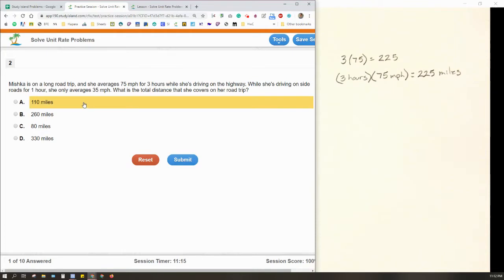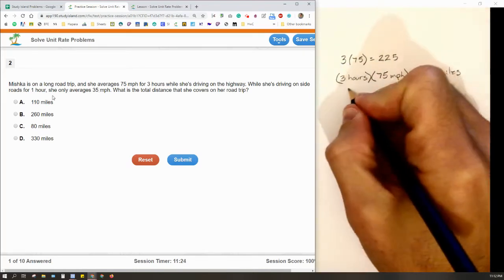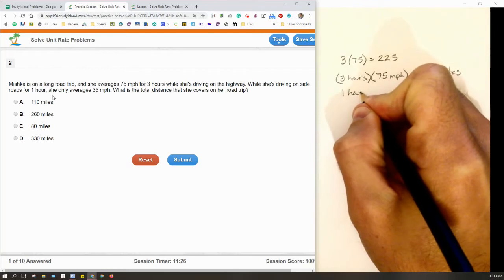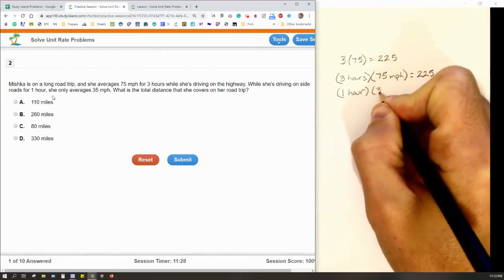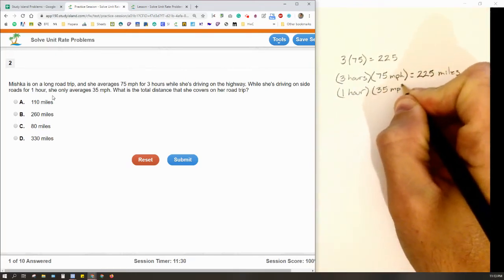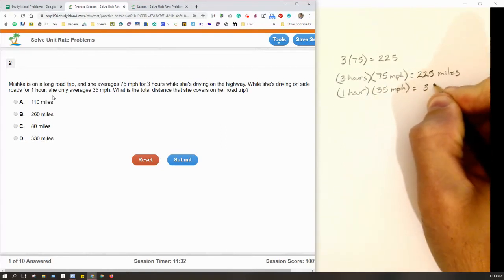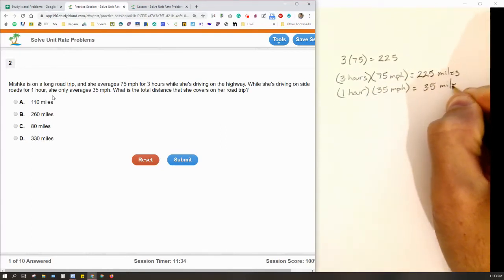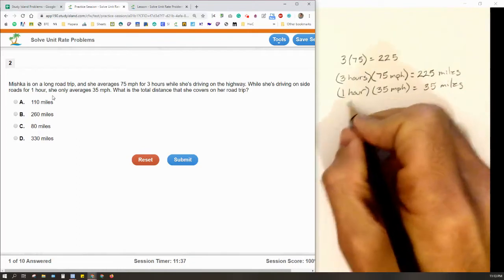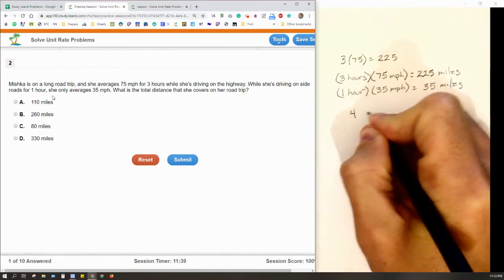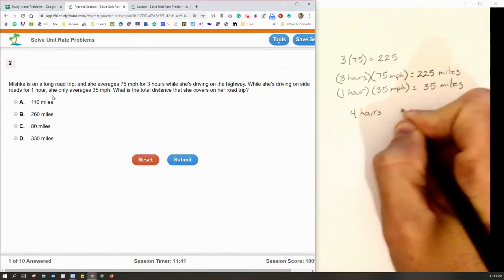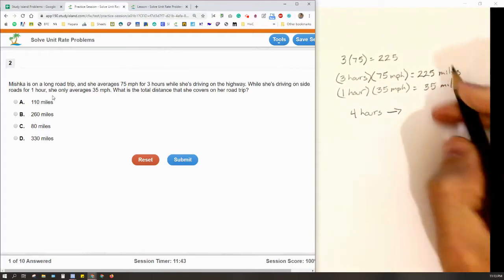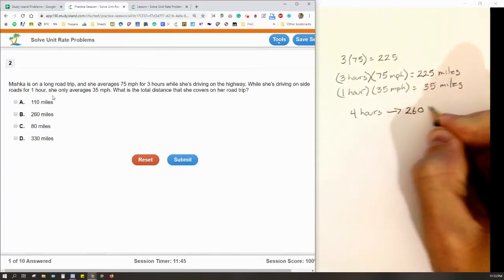But then when she went to the side roads, what happened? For 1 hour, she averaged 35 miles per hour. Well, that's pretty simple. She went 35 miles per hour for 1 hour, so that's 35 more miles. So again, 1 hour multiplied by 35 miles per hour gives us 35 miles. So that means over a total of 4 hours, she went how far? 260 miles.